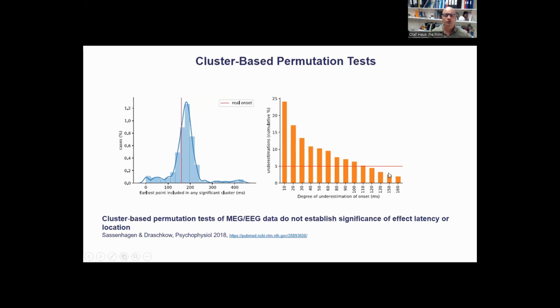So this is the distribution of the degree of underestimation. If you're interested in the onset, even values above 100 milliseconds have been observed here. That means these cluster-based permutation tests are really not a good way to determine the onset or offset of an effect.